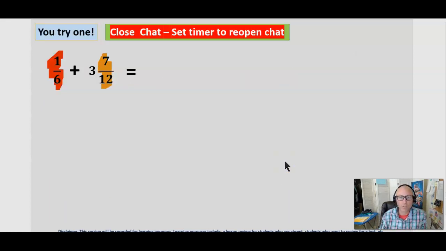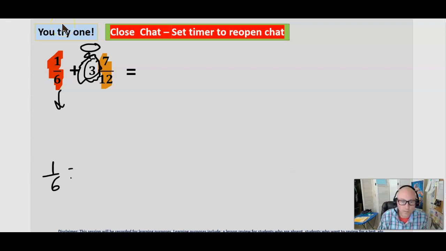So much for the time machine. In this case, I'm not going to cross it off. I'm just going to circle it and put something around it so I remember, like a halo. All right, let's see. 1/6, let's turn it into an orange. 1/6 equals how many 12ths?